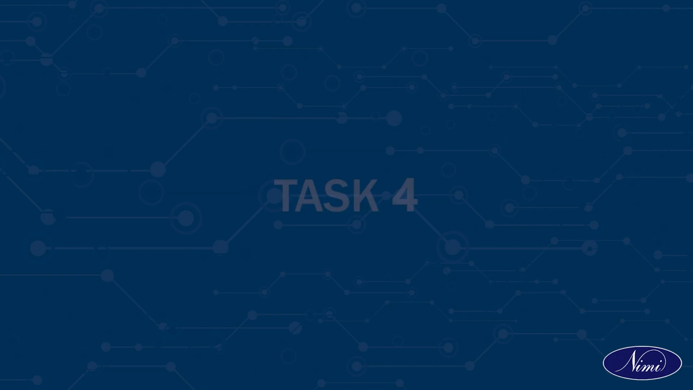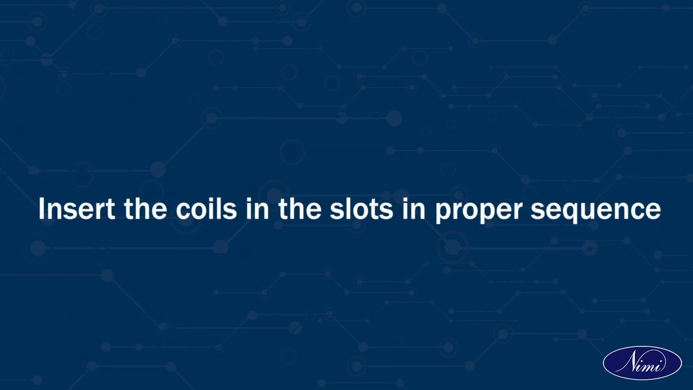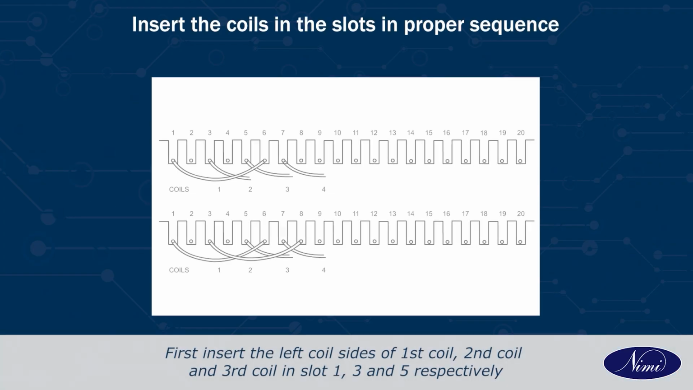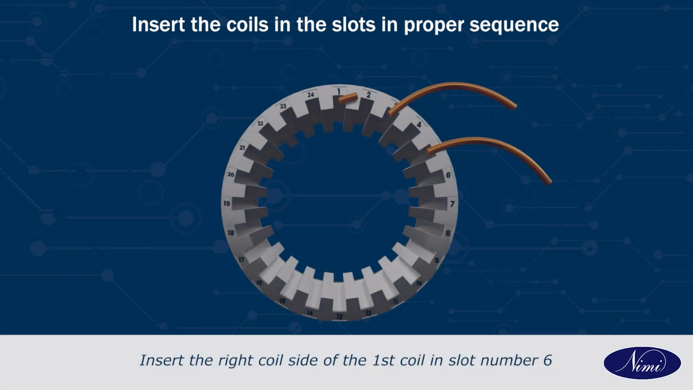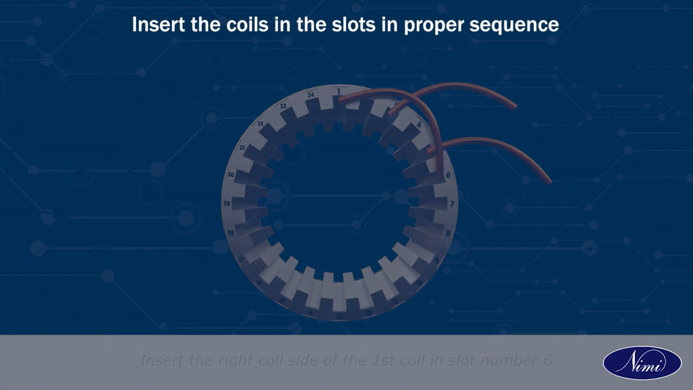Task 4. Insert the coils in the slots in proper sequence. First, insert the left coil sides of first coil, second coil and third coil in slot 1, 3 and 5 respectively. Insert the right coil side of the first coil in slot number 6.